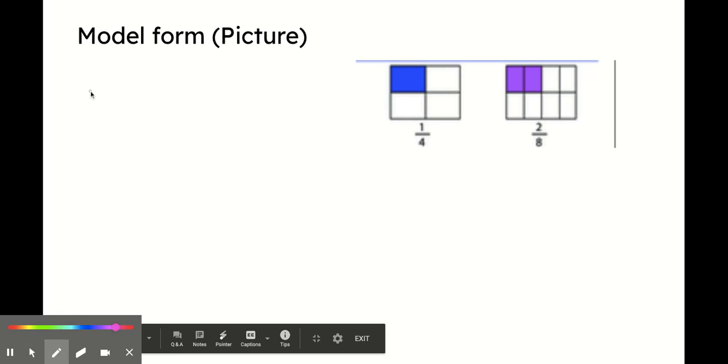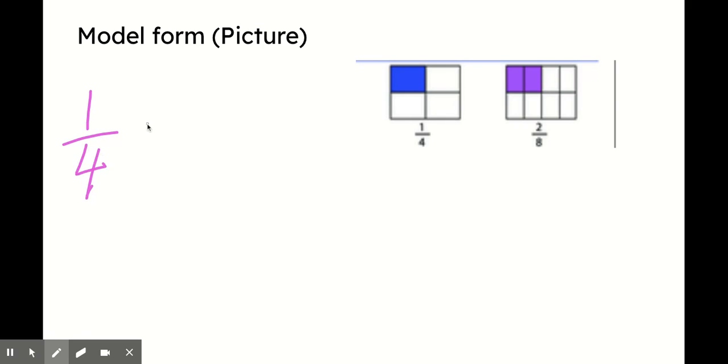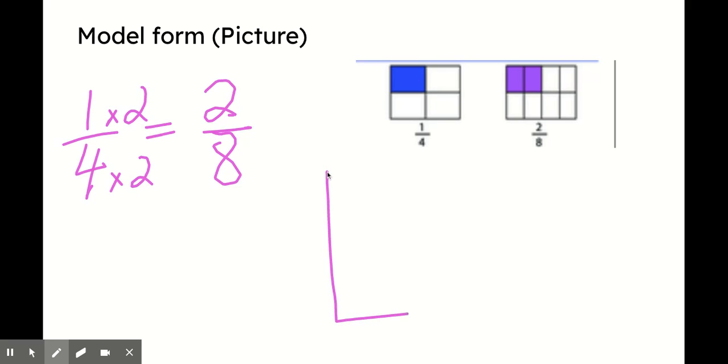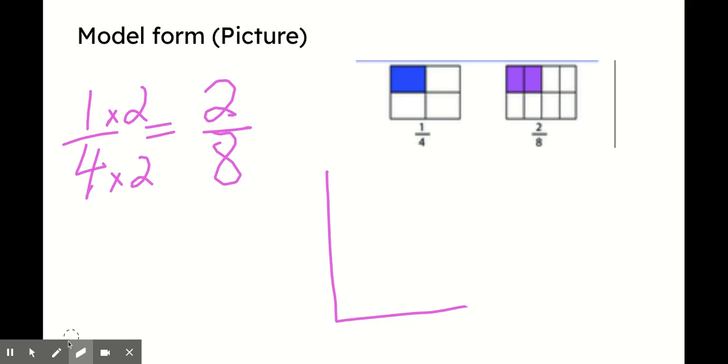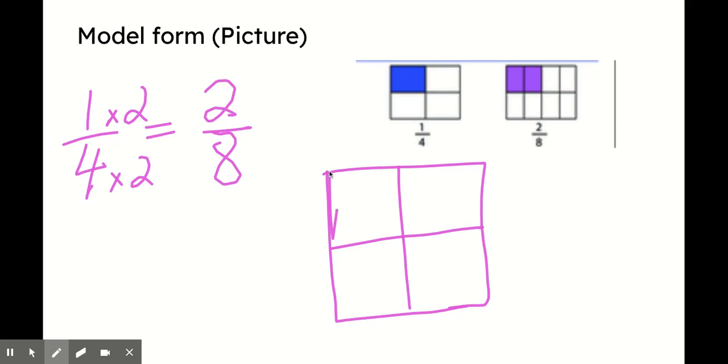So we have 1/4, right? And how did we go to 2/8? We had to multiply by 2, right? Because 1 times 2 equals 2, 4 times 2 equals 8, okay? What this looks like in the picture, I'll show you right now. 1/4, I'm going to draw it really giant. Give me a second. My pen's being all weird and doesn't want to make a square. Okay. Here's my square with 4 pieces in it. I'm going to color in 1. So now it's 1/4.